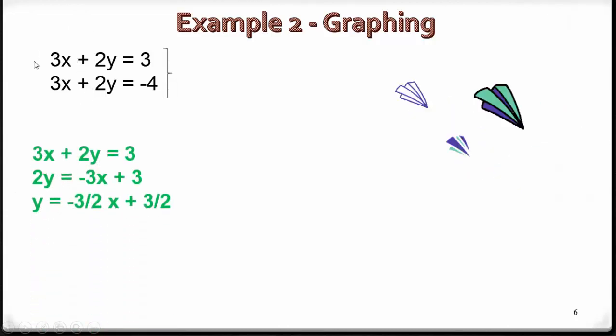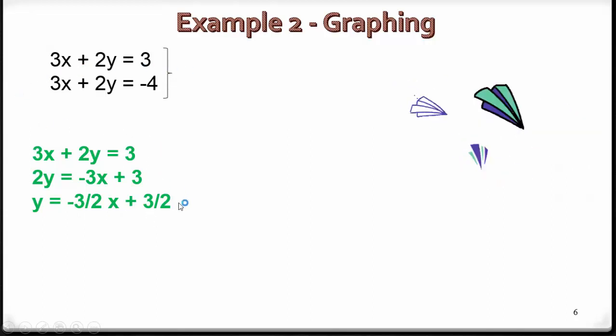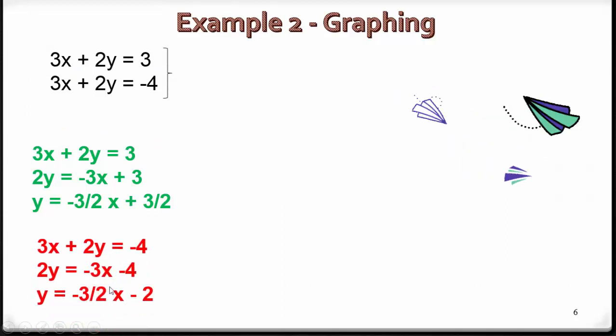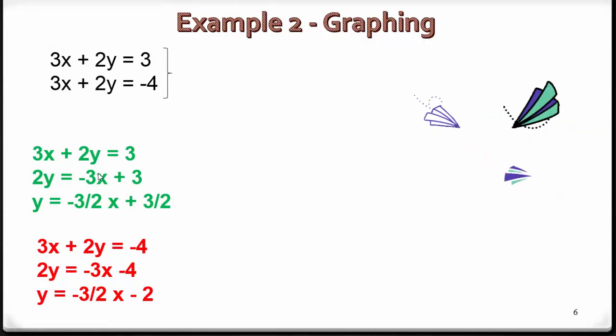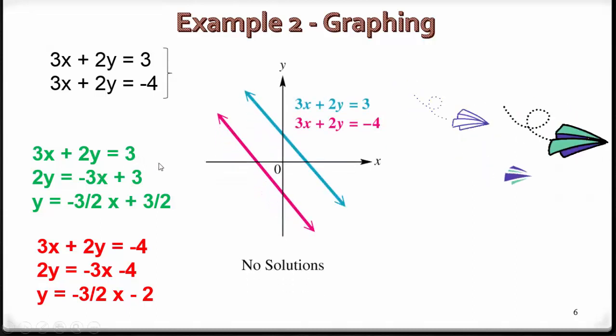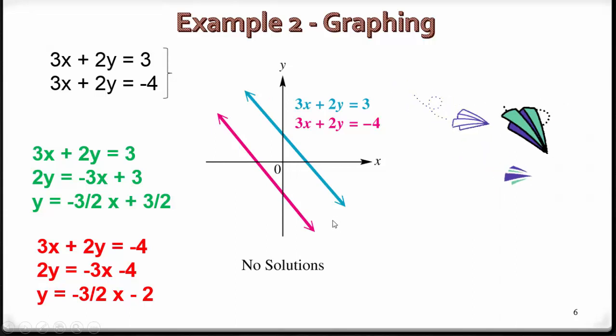So what I do in the first equation is I solve for y, and I get y is equal to -3 over 2x plus 3 over 2. Similarly, I do the same thing for the next equation, and I get y is -3 over 2x minus 2. Notice how they both have the same slope. And remember what we learned earlier about equations that have the same slope. Well, if we graph them, it turns out that they are parallel. And when equations are parallel, that means that they have no solution in common.